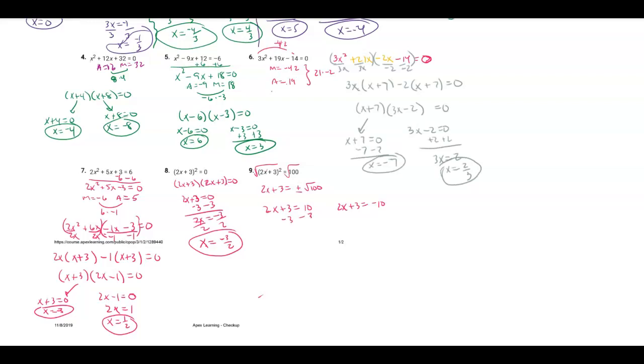And now I just solve each of these equations. 2x equals 7. Divide by 2. X equals 7 over 2. Here, subtract 3. 2x equals negative 13. Divide by 2, and x equals negative 13/2. All right. So again, as long as you know how to factor, this lesson's not very hard. Okay.